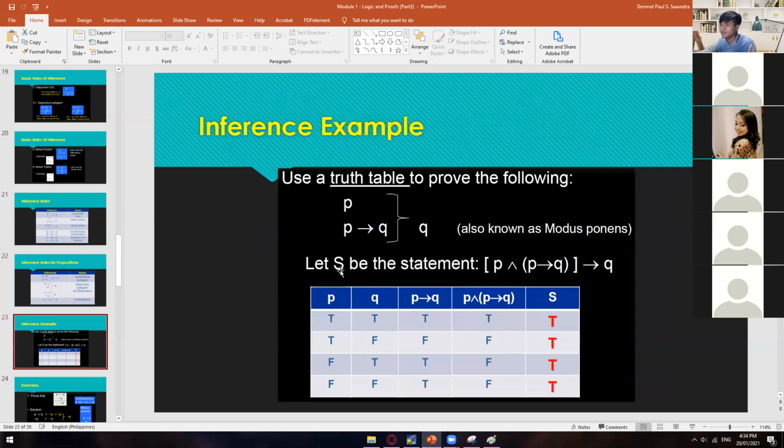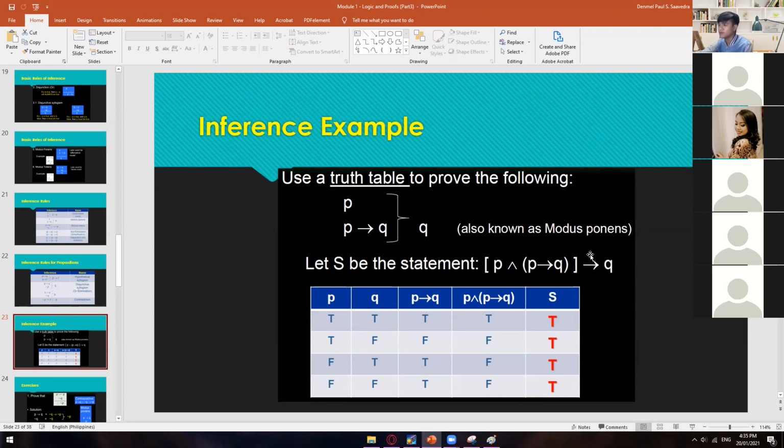So let's have an inference example. It says here, use the truth table to prove the following. We have here the inference format, which is also known as modus ponens, if you can recall. Let S be the statement, wherein from here you can construct this inference format into this. How do we read this one? P, separated by this another hypothesis, is actually an invisible and, which is now this one. Then we have P conditional Q, which is now this one. And this bracket here is just the conclusion, or the conditional. So this one now is equal to this expression.